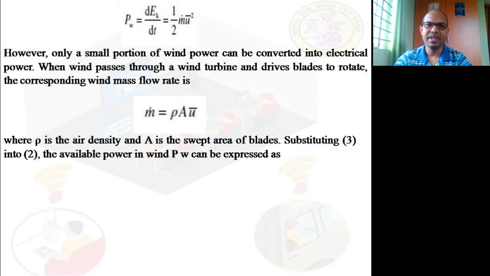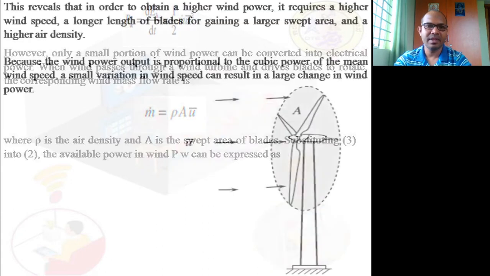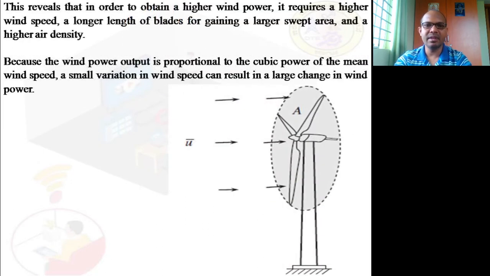Substituting this third equation into the second equation, the available power in wind Pw can be expressed as given. This reveals that in order to obtain a higher wind power, it requires a higher wind speed, a longer length of blades for gaining a larger swept area, and a higher air density. Because the wind power output is proportional to the cubic power of the mean speed, a small variation in wind speed can result in a large change in wind power.